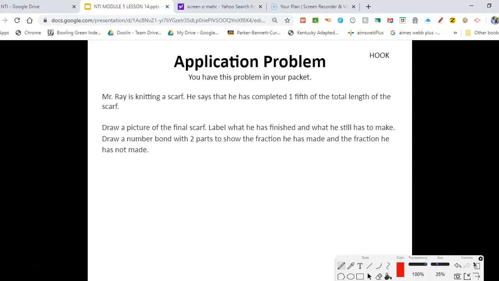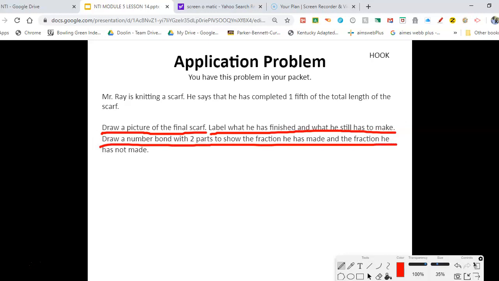And what do we have to do? In order to solve this problem, what do we have to do? We have to draw a picture. We have to label what he has finished and what he still has to make. So those things are very important. Draw a picture of the final scarf. Label what he has finished and what he still has to make. Draw a number bond with two parts to show the fraction he has made and the fraction he has not made.